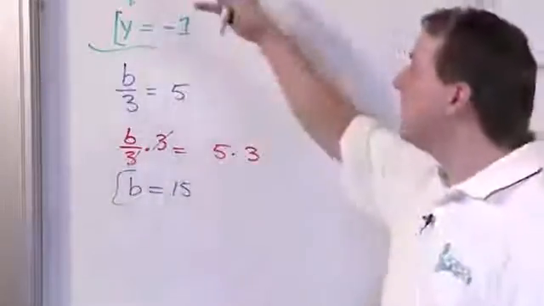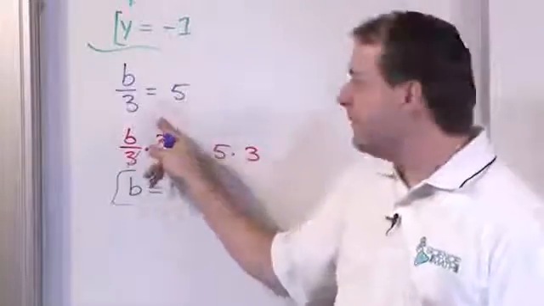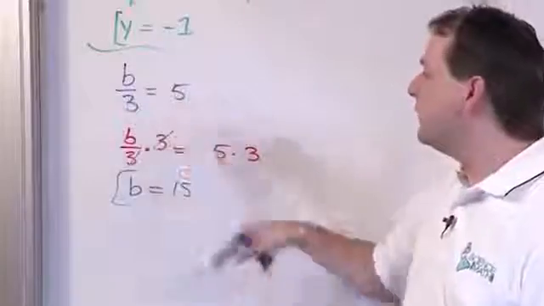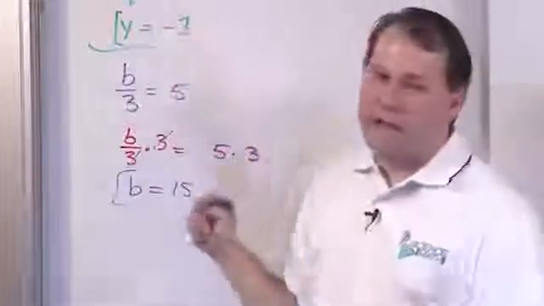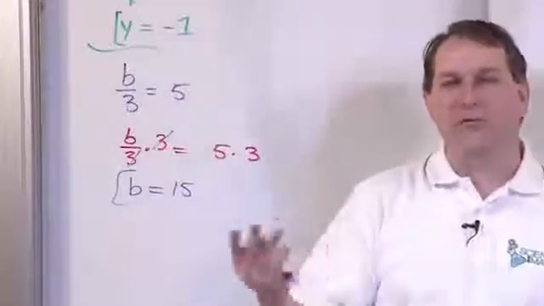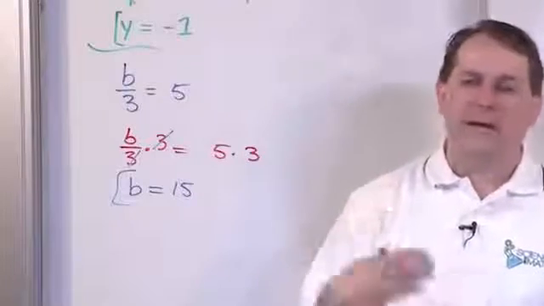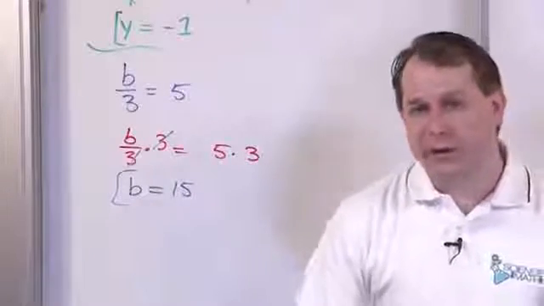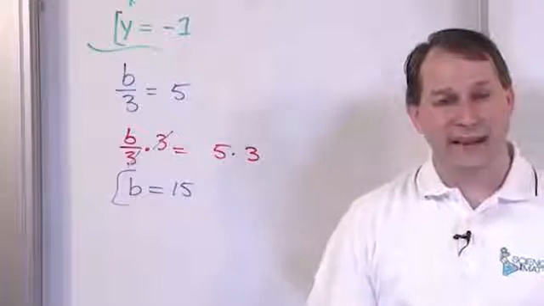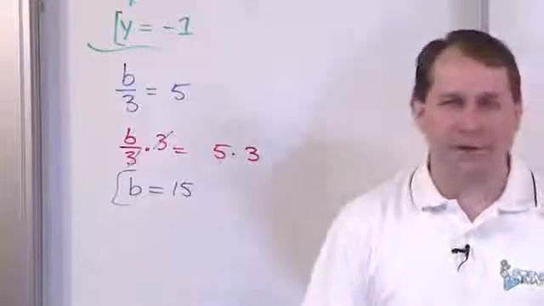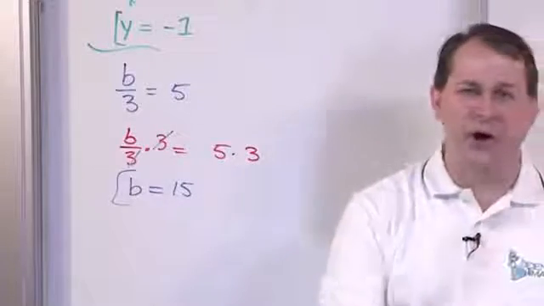Also notice all of these equations have basically been one step. B divided by 3 is 5. All we had to do is multiply. All we had to do here was divide. All we had to do before was add or subtract. We only had one step. In the next section, we're going to get to more complicated equations that are going to require more than one step to solve. They're not going to be hard, but we're building our skills.